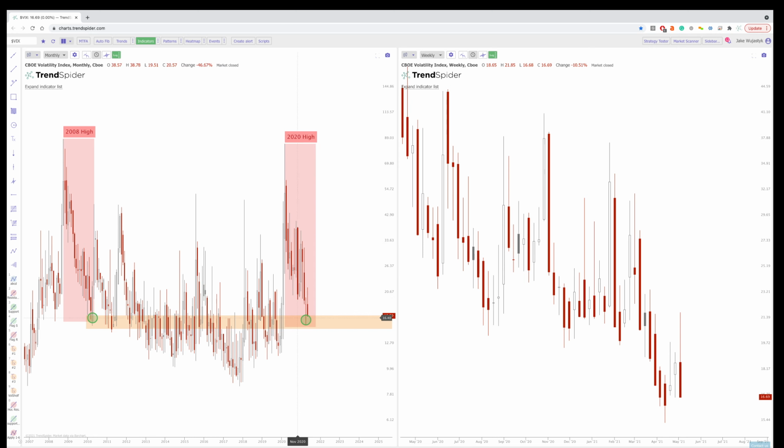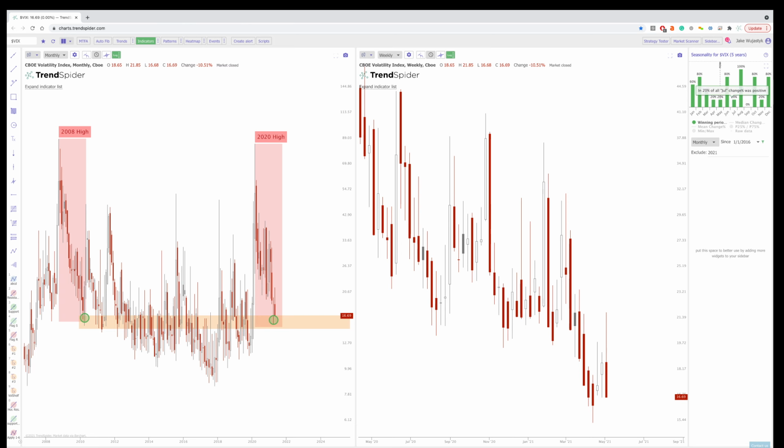And so this area was an area where the VIX did bounce back in 2008. So we'll have to see if that's the case here going into the rest of the summer. And the main thing that's really interesting about this is if you go to the seasonality, you'll see here over the last 5 years, April and May have very weak seasonality for VIX. That means only 20% of the time in April and May, the VIX has closed green versus the previous months. So pretty much 2 months in a row, it's a very weak time of the year.